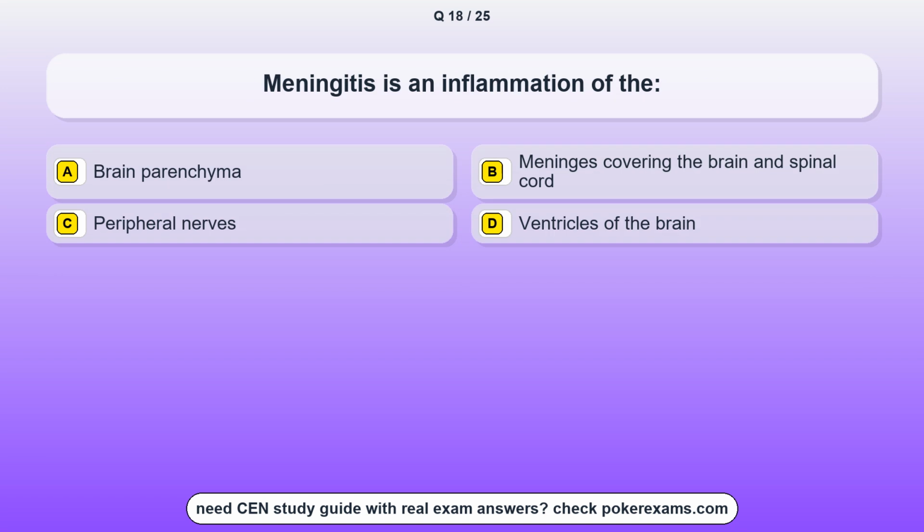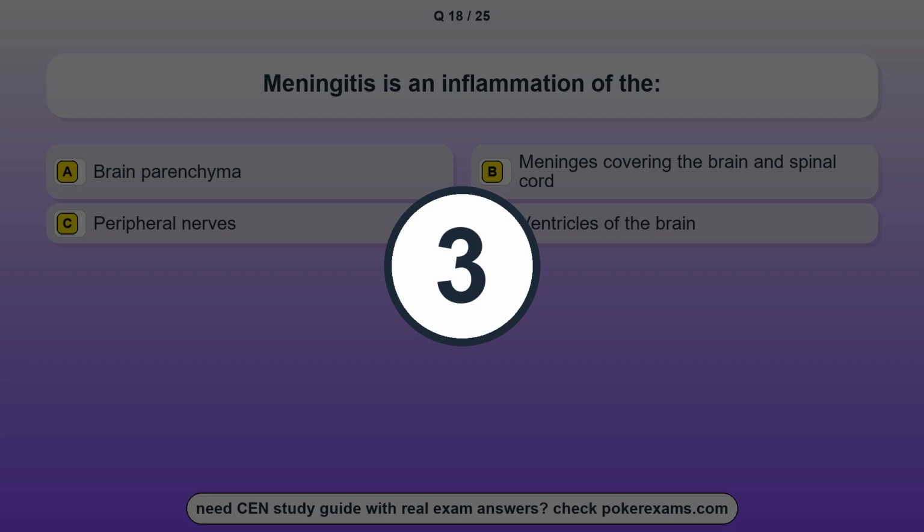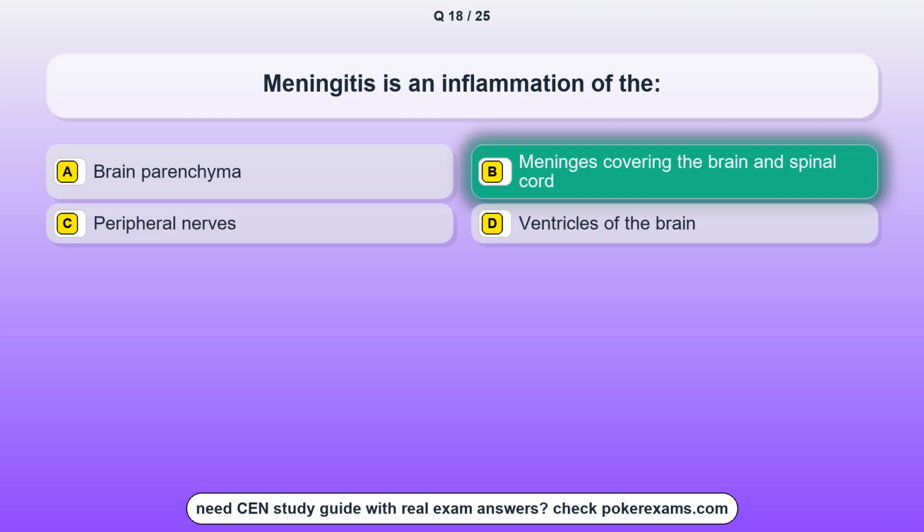Question 18. Meningitis is an inflammation of the: Option A: brain parenchyma. Option B: meninges covering the brain and spinal cord. Option C: peripheral nerves. Option D: ventricles of the brain. The correct answer is option B: meninges covering the brain and spinal cord.